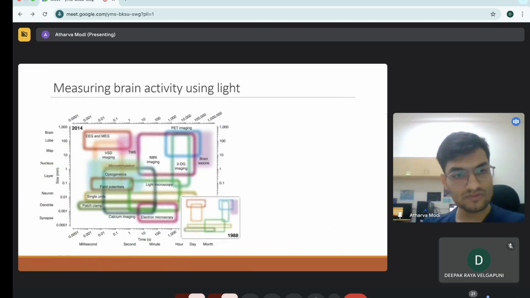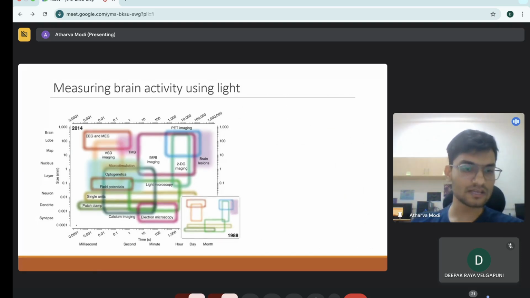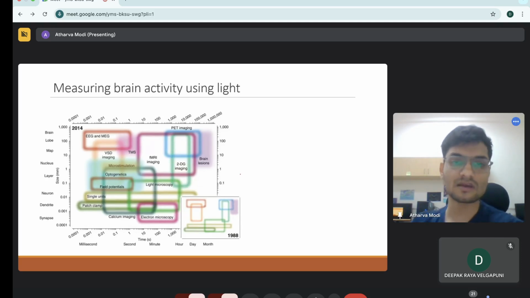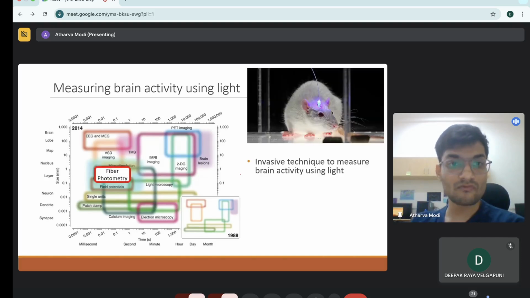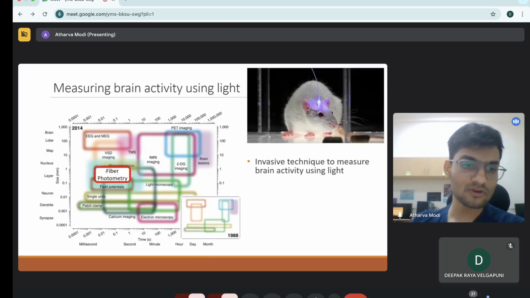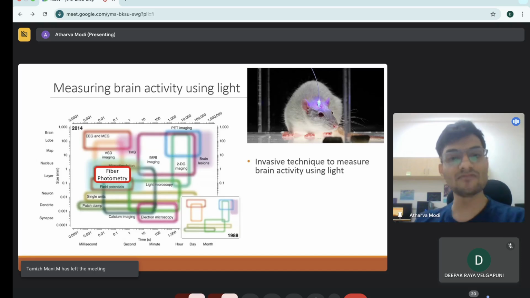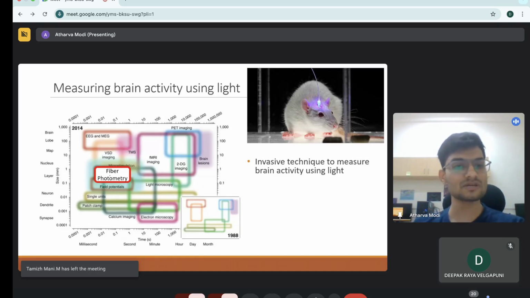So we saw this image now multiple times when Deepak was presenting and in the introductory lecture. These are all different spatial and temporal scales and different kinds of techniques that are available to us to study different kinds of functions in the brain. What is fiber photometry? Photometry falls somewhere here. So it is an invasive technique to measure brain activity using light.